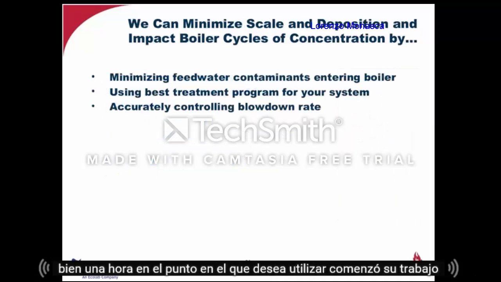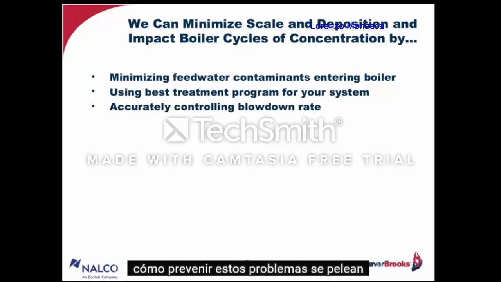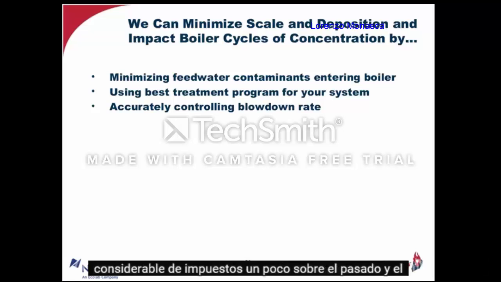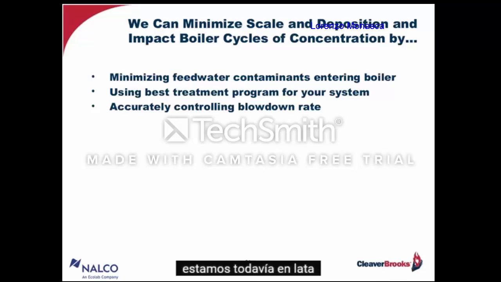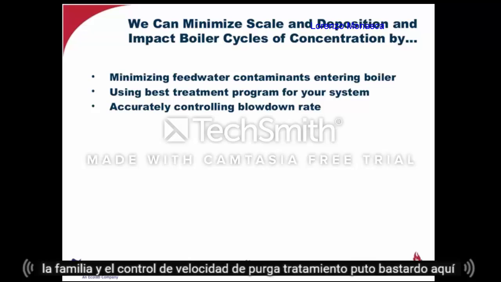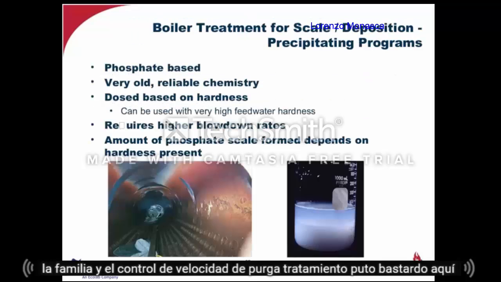Okay, so now we're at the point where we want to start to discuss how to prevent these problems. We've talked quite a bit about scale and deposition and limits and everything. So we want to, first of all, minimize the feed water contaminants entering the boiler. Steve talked quite a bit about that. And we also can talk about the best treatment approach for individual systems and about accurately controlling blowdown rate. So I'm going to start by talking about the treatments here.